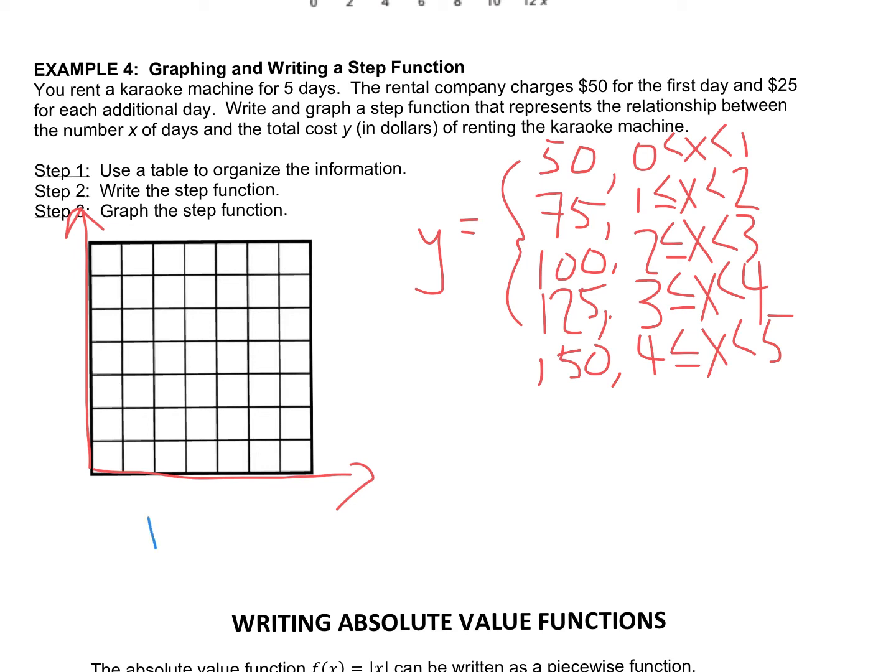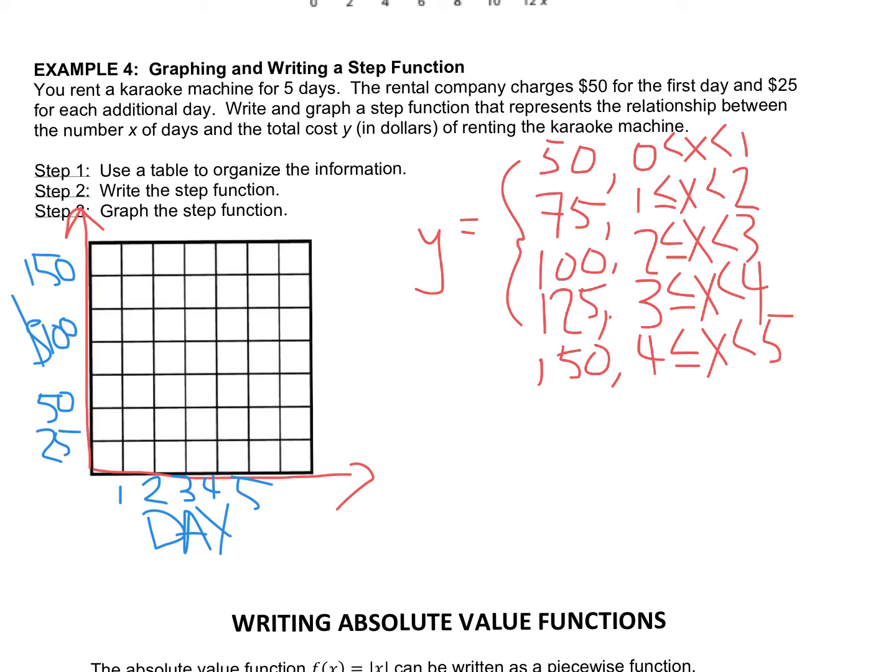So here we have the day, and we're going to go 1, 2, 3, 4, 5 days, and the cost. We'll do the cost at 25, those scale. And I'm just going to jump up here to 100, and then jump up to the 150. You certainly understand, I think, 75 and 125 are in between those.